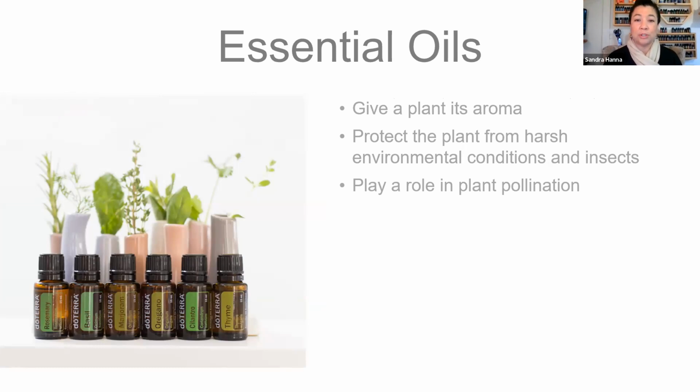So the essential oil actually gives the plant its aroma. It protects the plant from harsh environmental conditions and insects, and they play a role in plant population. So that's super important. Mostly pollinating.